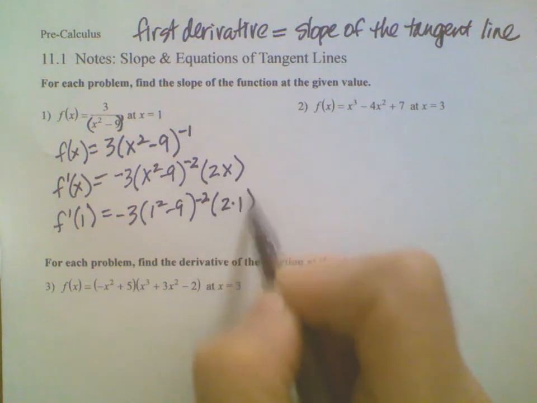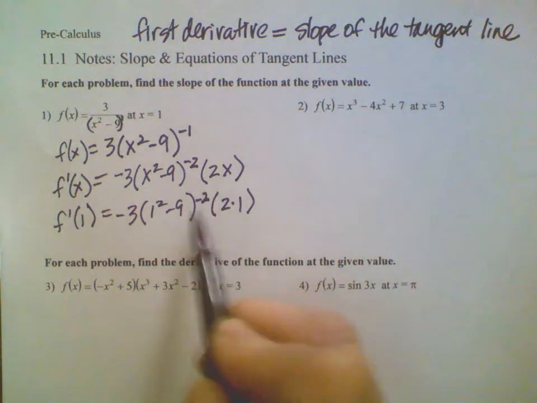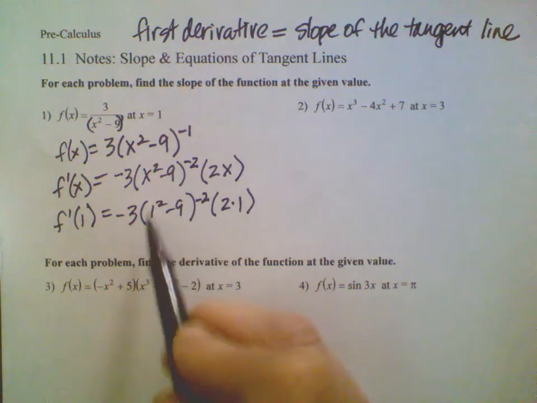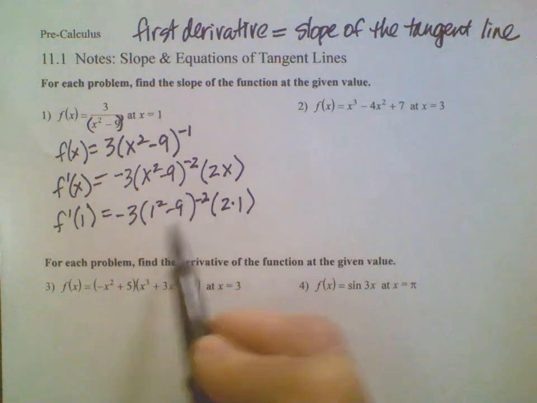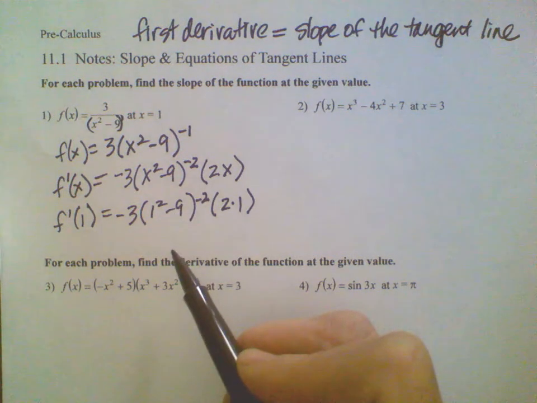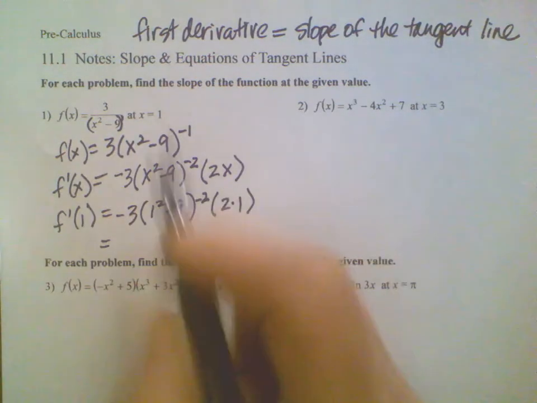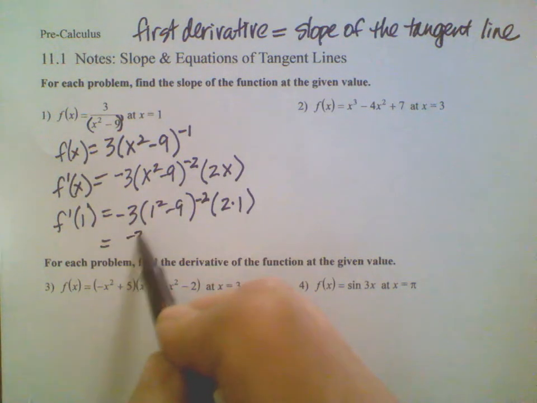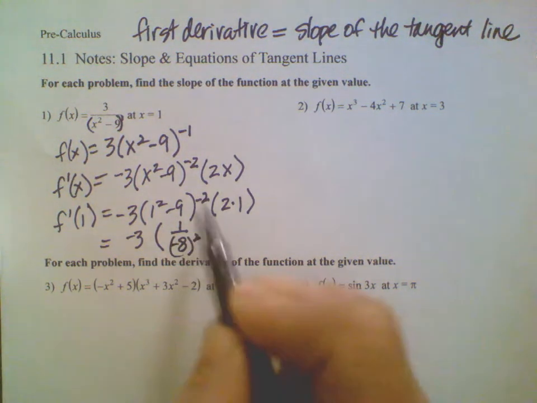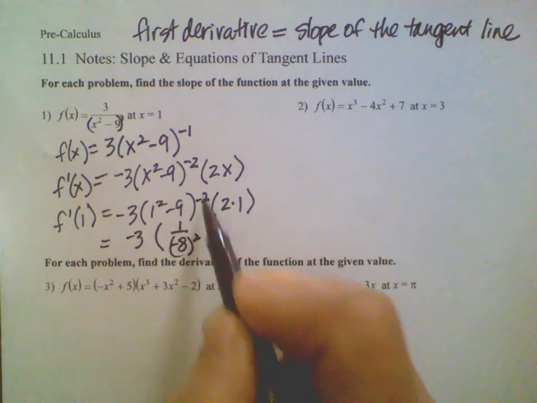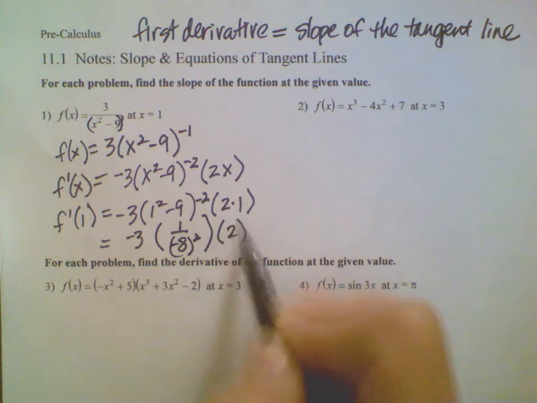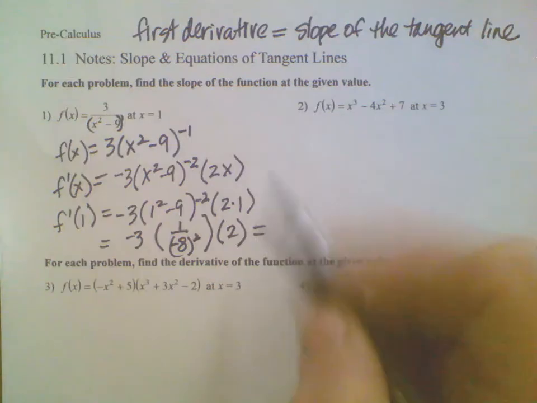Okay, so this is something else I want to address when you see this. As I work through, this negative power is going to bring the value that I get when I do the derivative of this to the bottom and make it positive. So what this ends up being is negative 3 times 1 over negative 8 squared, because 1 squared minus 9 is negative 8, bring it down on the bottom, make it positive, times 2.